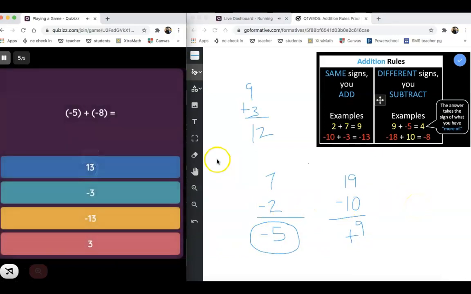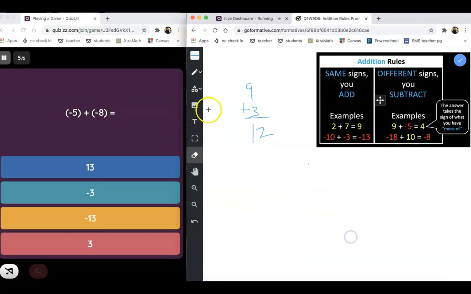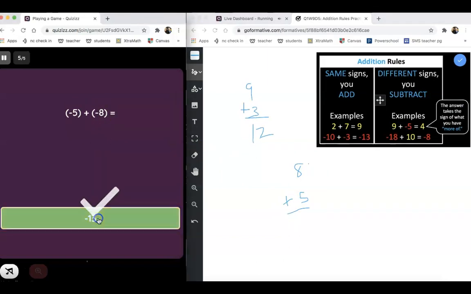The final question in my quizzes, your quiz is longer, mine was shorter just to make this video not too long. All right, I'm starting to run out of room, so I'm going to erase a little bit of this work. All right, I have enough room now. -5 plus -8, they're both negative numbers, so that's signs of the same, so I add. So I'm going to go ahead and add 8 and 5, which you could probably just do in your head. I get 13. Well, a -5 plus a -8 gives me -13.